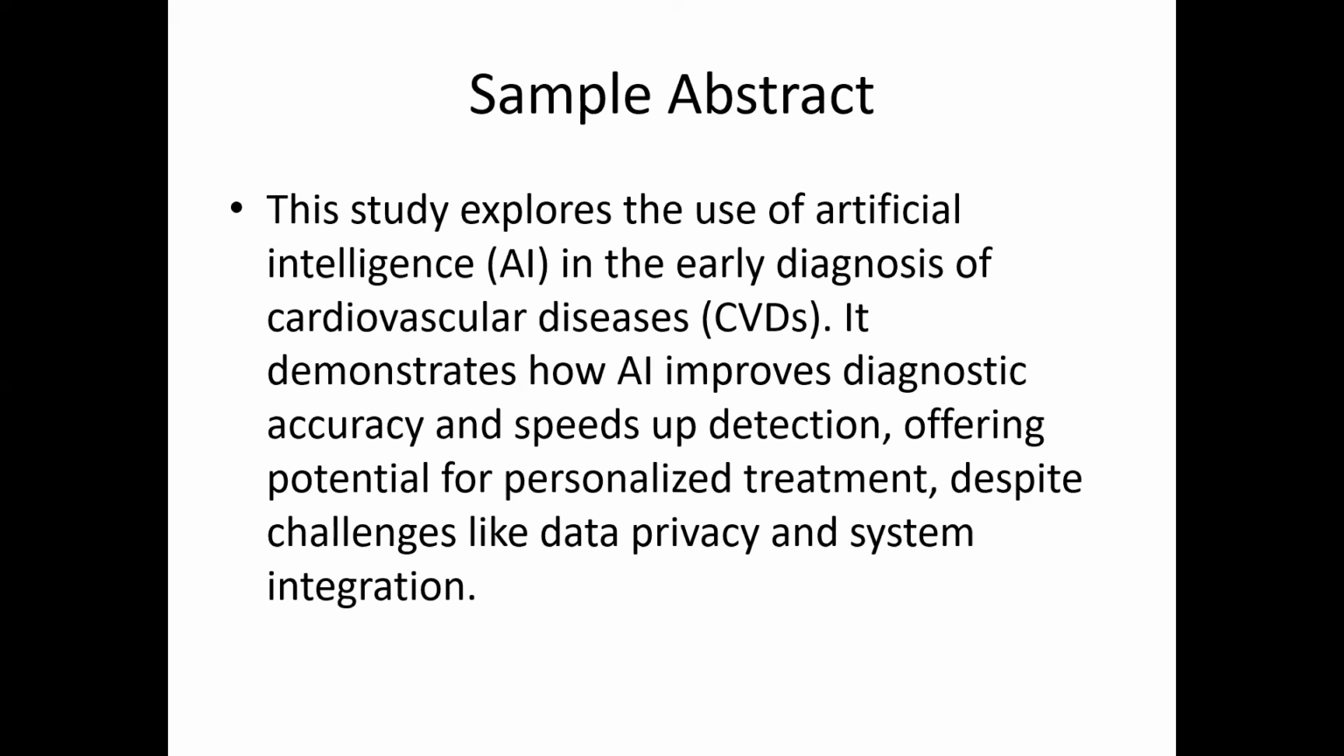privacy and system integration. So, basically, what is an abstract? You have to write the abstract at the end. An abstract defines your total research in few words. It is basically a summary of your complete research, where you discuss what you are studying, how you are studying it, and what the results were when you studied that thing.